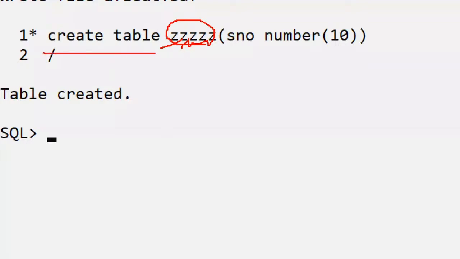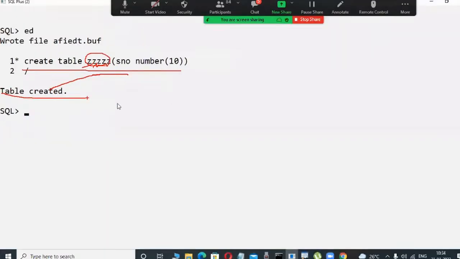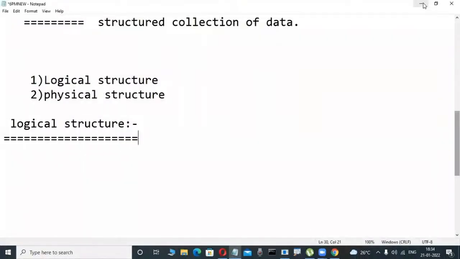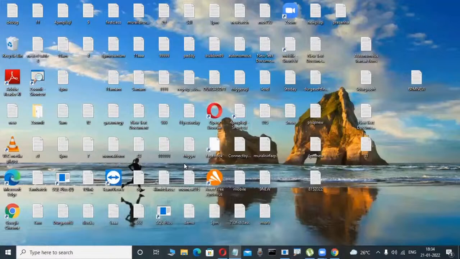The table I'm creating only in my Oracle database or SQL Server database or MySQL database. Table is created. Slowly observe it here. Now I'm interested to view whether this table is created or not in my operating system.